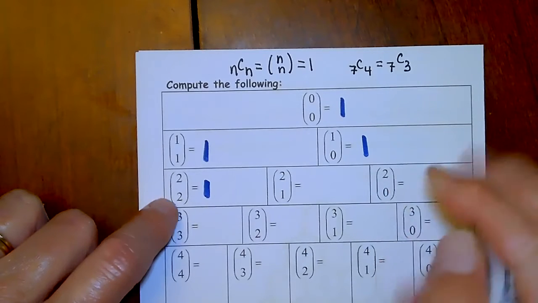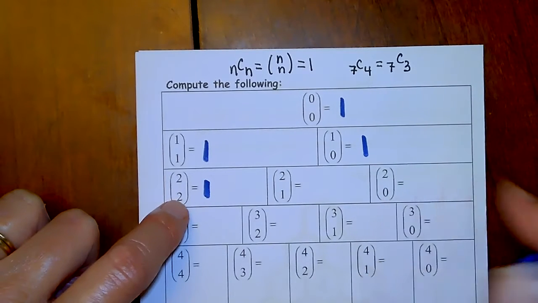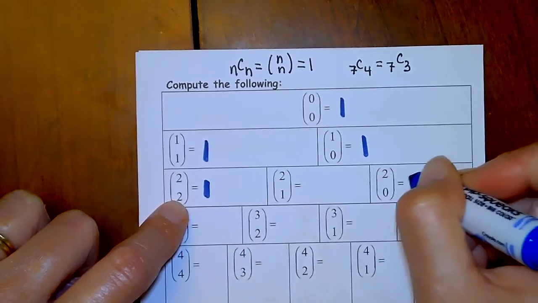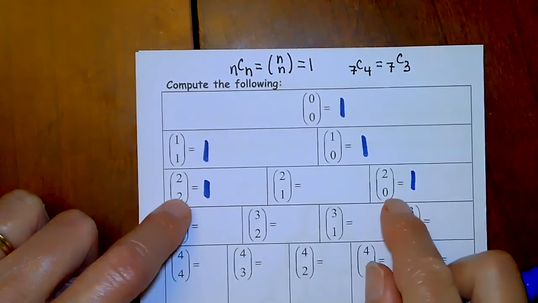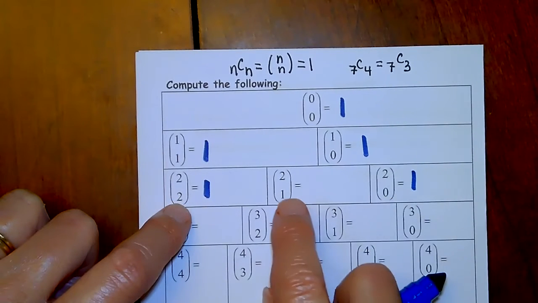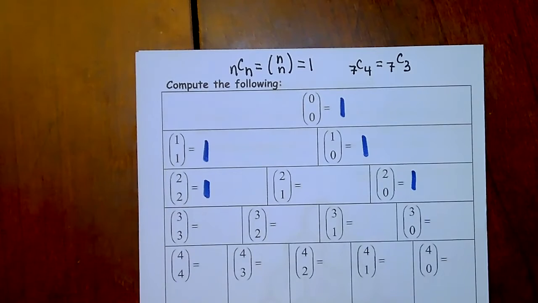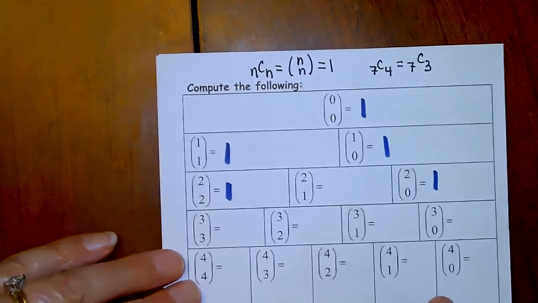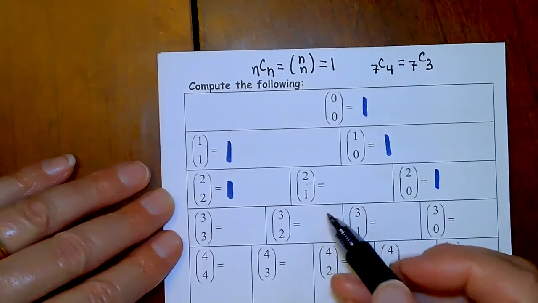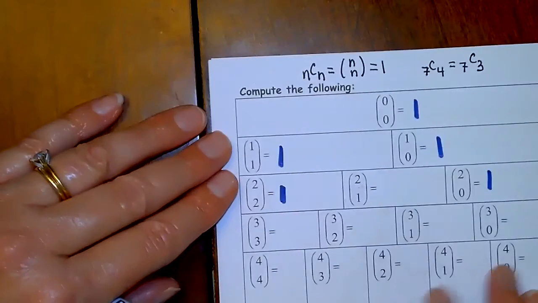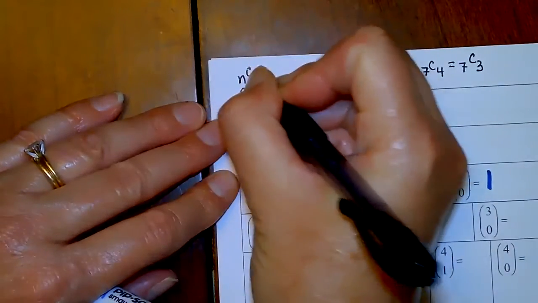2 choose 0, because again, 0 and 2 add up to 2. So that's also going to be 1. They match up. Now, anytime I have, and let me add this one up here too, a number choose 1. So let me write it over here. N choose 1.